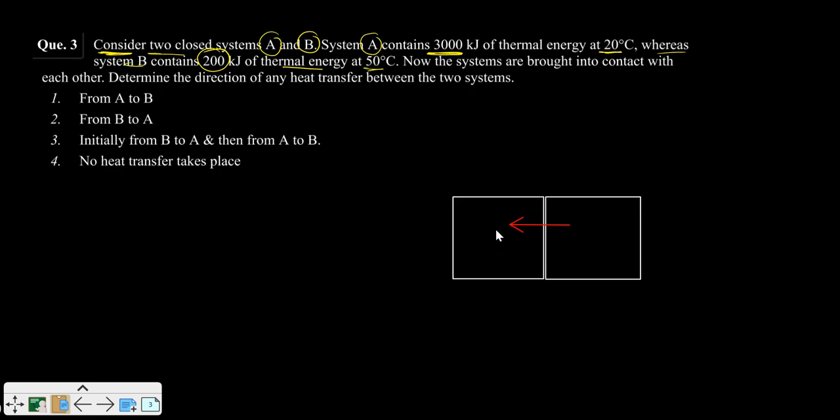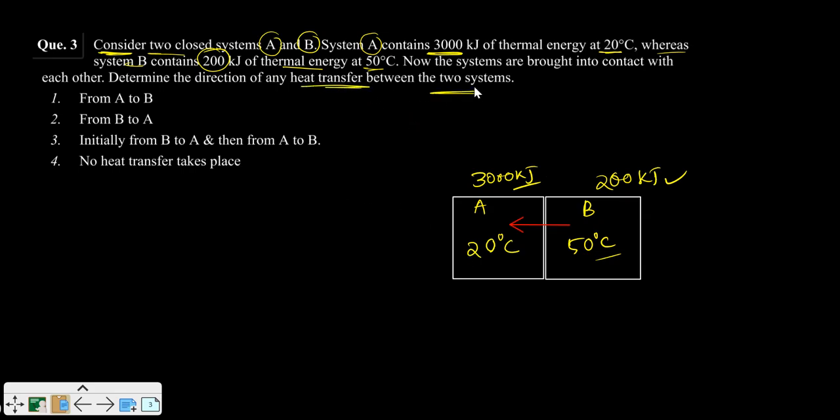at 50 degrees centigrade. So if I am saying this is system A, it is having 20 degrees centigrade, right? And if this is the system B, then this is having 50 degrees centigrade, right? And it is having 3000 kilojoule of thermal energy, and it is having 200 kilojoule of thermal energy, right? So when they are brought into contact with each other, we need to find out the direction of any heat transfer between these two systems, right?